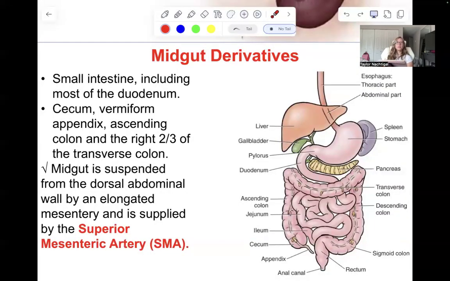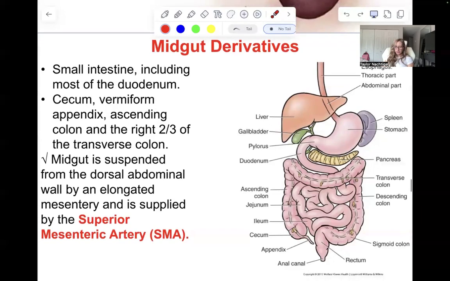Okay, so we've wrapped up foregut and all of the concerns with development, with all the different atresias or improper development or recanalization of the alimentary canal. But the midgut, we're going to now focus on. So we've got the small intestine, including most of the duodenum. Again, anything past the sphincter of Oddi is going to be from the midgut. We've got the cecum down here, that first part of the ascending colon, and the right two-thirds of the transverse colon. So it comes all the way across.